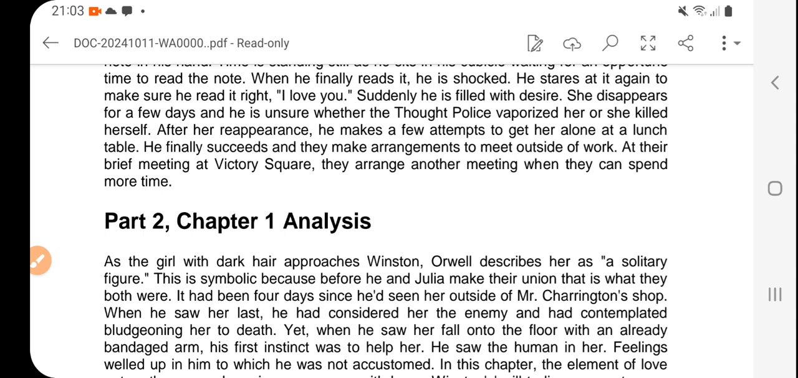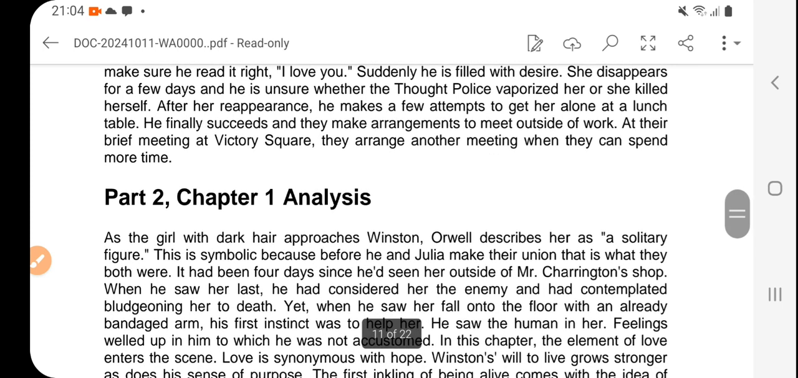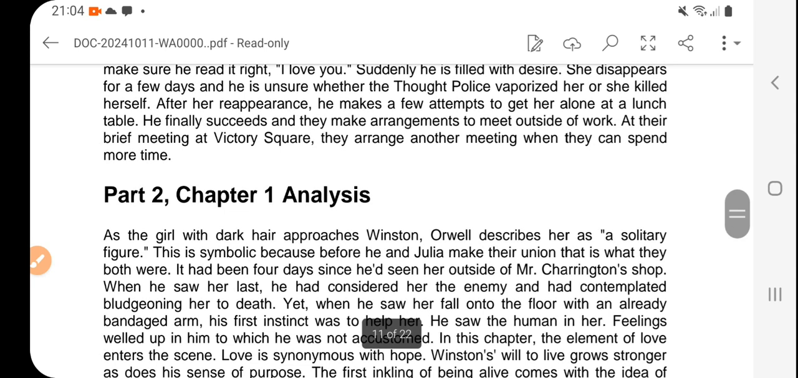She disappears for a few days, and he is unsure whether the Thought Police vaporized her or she killed herself. After giving that note, the girl disappears for some time. Either she was targeted by the Thought Police, or maybe she killed herself.